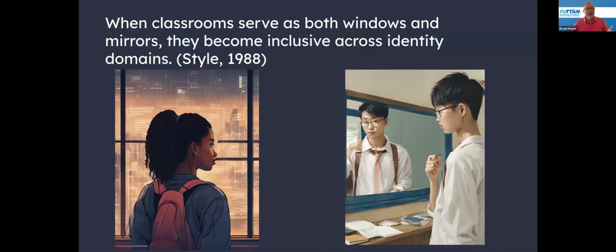So this statement here is good. When classrooms serve as both windows and mirrors, they become inclusive across identity domains. This allows students with diverse identities to feel both validated by being included and to have an opportunity to humanize others whose background may differ from them, which enhances climate, allowing learners to feel seen and represented. And that's what we want in our cybersecurity classrooms for sure.